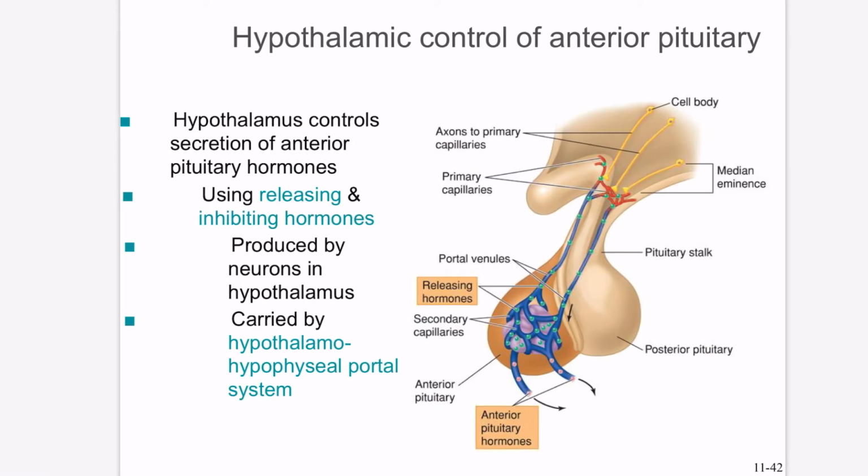So as I said before, the anterior pituitary used to be called the master endocrine organ, but really it is the hypothalamus that controls all of it. The hypothalamus uses releasing or inhibiting hormones that are produced by the neurons here in the hypothalamus, and they're carried via this hypothalamo-hypophyseal portal system. And so these hormones are shown with these little green balls, and they are going to stimulate the anterior pituitary to secrete their hormones, and these are shown with these pink.